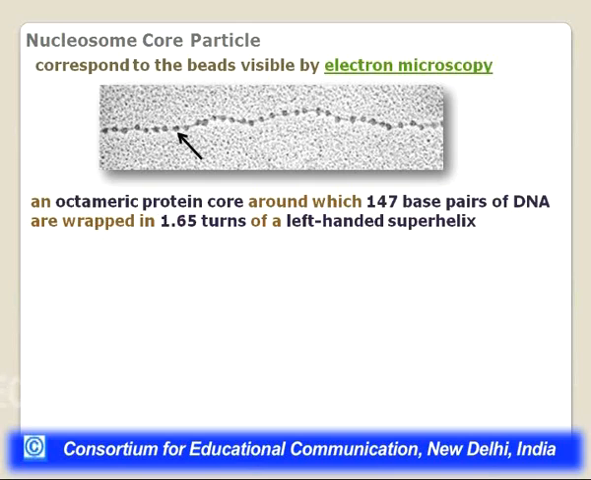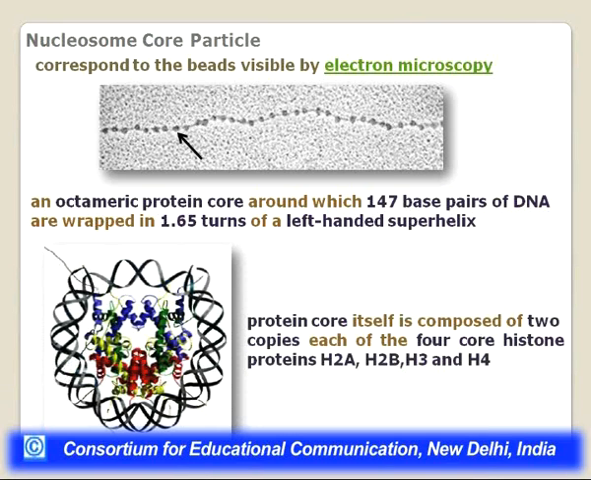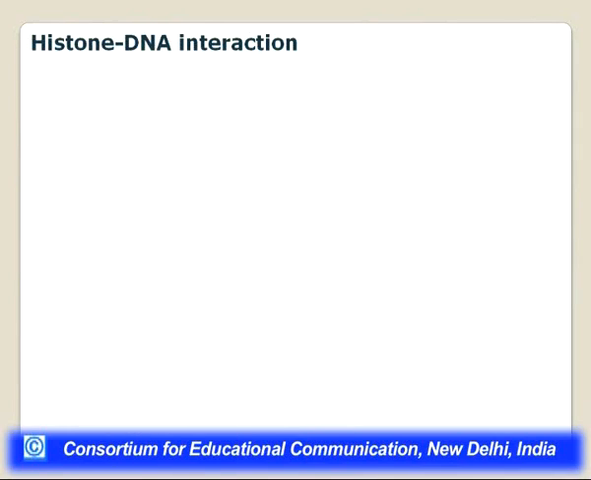We know already from a DNA lecture what a left-handed superhelix is. So, it is interwound in such a manner. The protein core itself is composed of 2 copies each, because there are 8 protein subunits. So, 2 copies each of the 4 core histone proteins, which are termed H2A, H2B, H3 and H4. All these histones in 2 copies form the octameric protein core, around which 147 base pairs of DNA are wrapped in 1.65 turns in a left-handed superhelix. So, that is the nucleosome core particle.